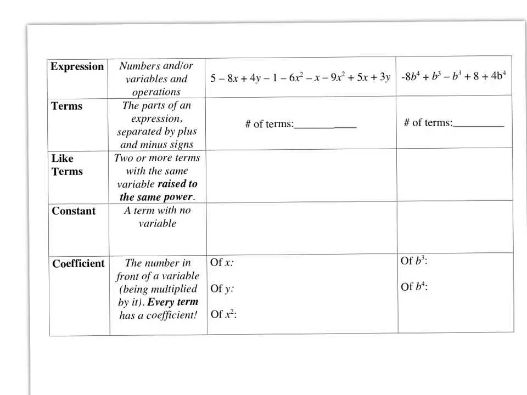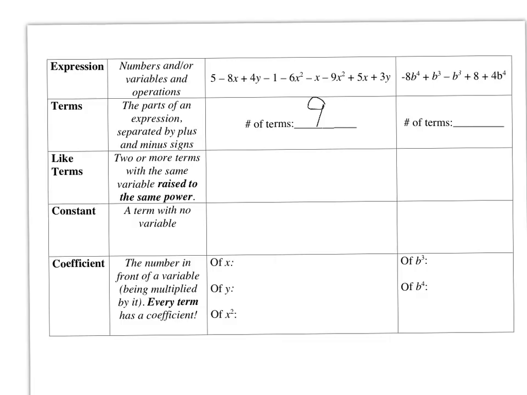example of one. Terms are the parts of an expression separated by plus and minus signs. So to count the terms in this example, we just look between the plus and minus signs. So here we have 5, and then -8x, and then 4y, and -1, and so on. So we're going to count 1, 2, 3, 4, 5, 6, 7, 8, 9. So there's 9 terms in that first example.